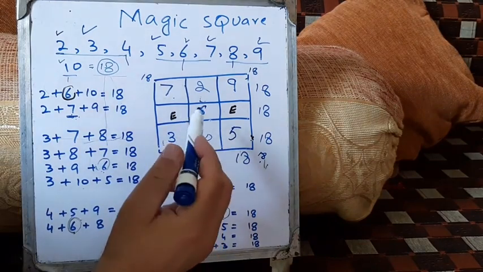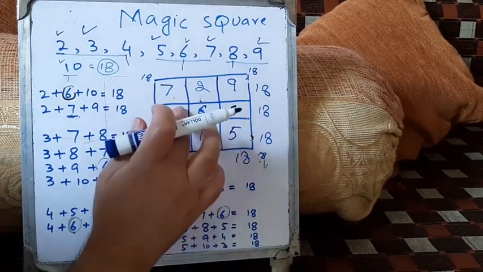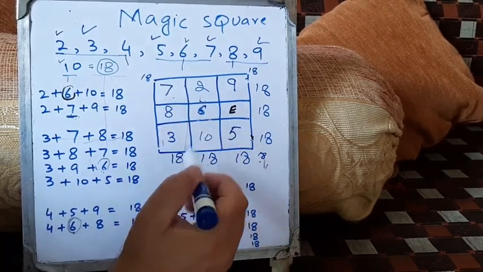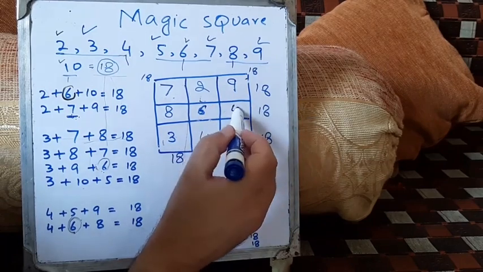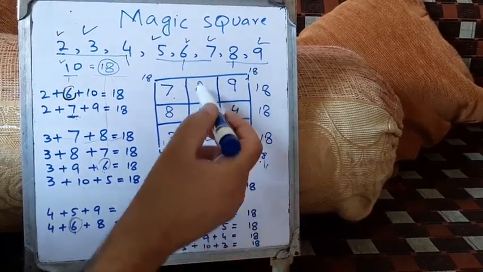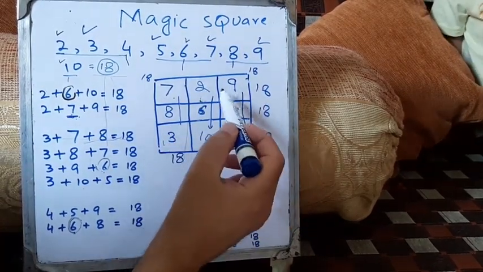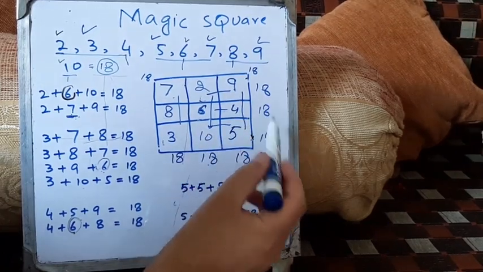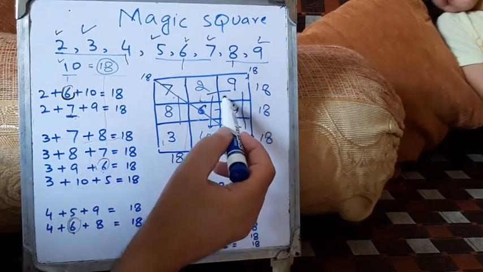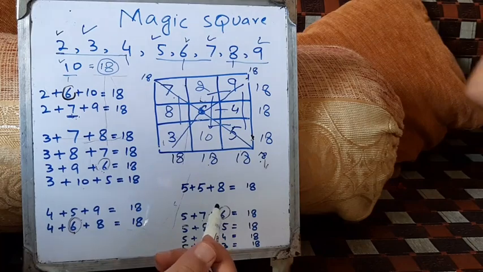Now we have two digits left here, 8 and 4. So, should I put 8 here or here? Of course, I should put 8 here to make it 18. And I will put 4 here to make it 18. So now we have 18 on this side, on this side, on this side, all the three columns. All the three rows, their sum is 18. Even diagonally, 7 plus 6 plus 5 is 18. And 9 plus 6 plus 3 is 18. So that's your magic square.